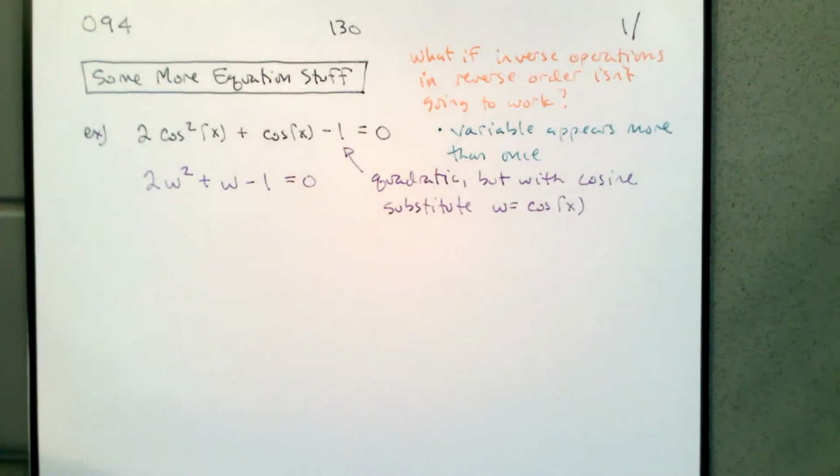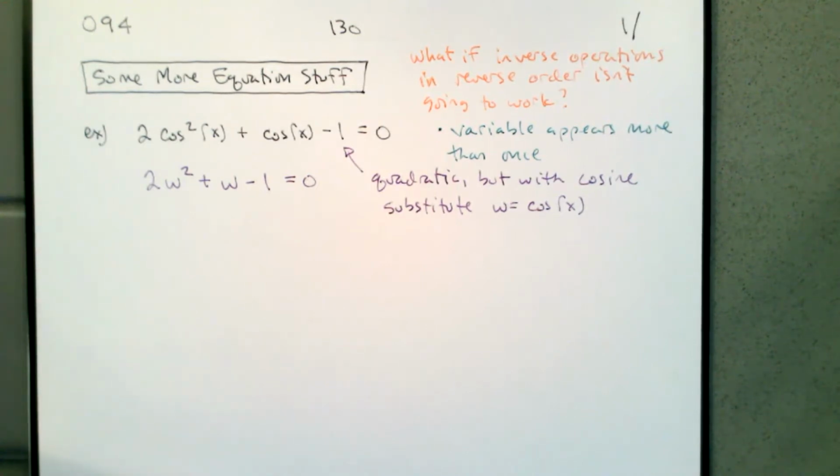This is number 3 of the 3 best tricks of mathematics. Number 1, add 0. Number 2, multiply by 1. Number 3, trade your variables for something easier. And that's what we're doing here. We're trading our cosine x for just w. Now that we've broken this down to a quadratic equation, we can solve that by whatever means we deem necessary.